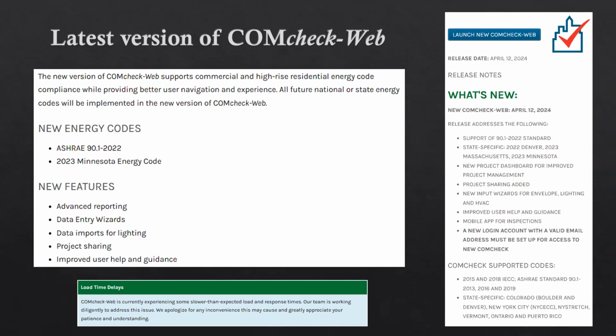You can find this on the internet. There's some updates to it that's probably maybe newer than what I have shown here. But it's now available. There's new ComCheck available. The things that are new on here, you see it on the right-hand side. They're supporting 90.1-2022 now. State-specific codes are also in here.